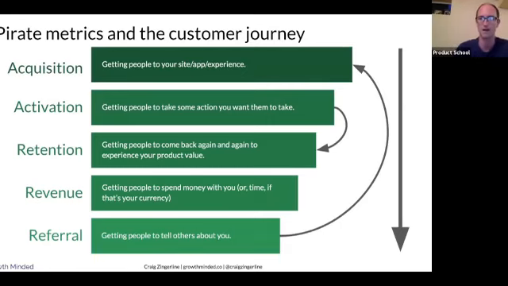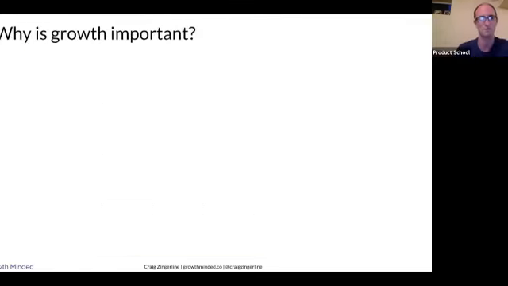So getting people to come back and experience value again and again. You'll build a nice business by doing that, or a poor one if you don't ever figure that out. Revenue is folks spending money or time, if maybe that's your currency. And then referrals, which is the mechanism by which people tell other people, their friends, family, social networks and things like that about your product, which comes back and feeds acquisition. So as a growth PM, you'll be looking at this entire funnel.